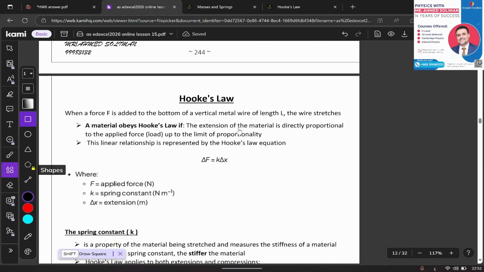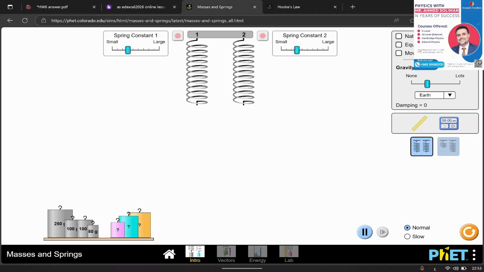Now we'll start a new lesson. This lesson is called Hooke's law, and I think you took Hooke's law in IGCSE also, but we will add a new thing in this part. So first, what is Hooke's law? Hooke's law is a relationship between force and extension. If we have a spring like this, at the left or at the right, what if we hang a mass on this spring? What happens to the length of the spring?